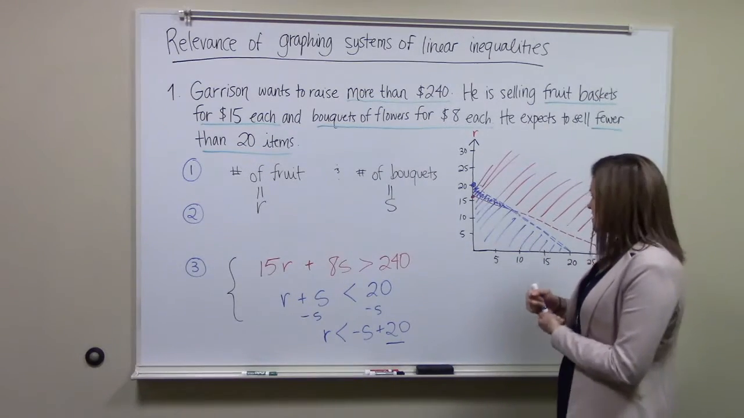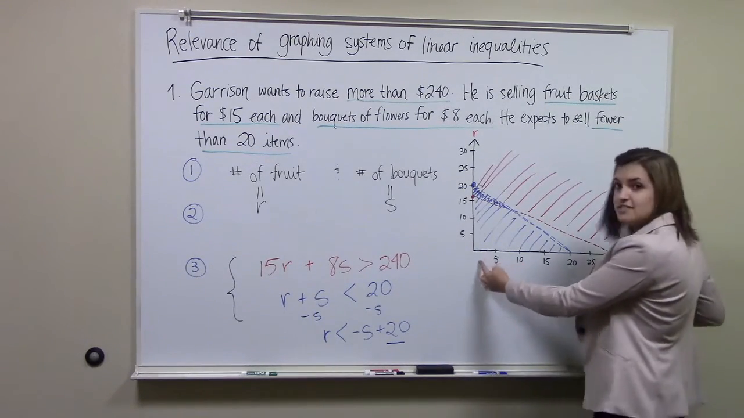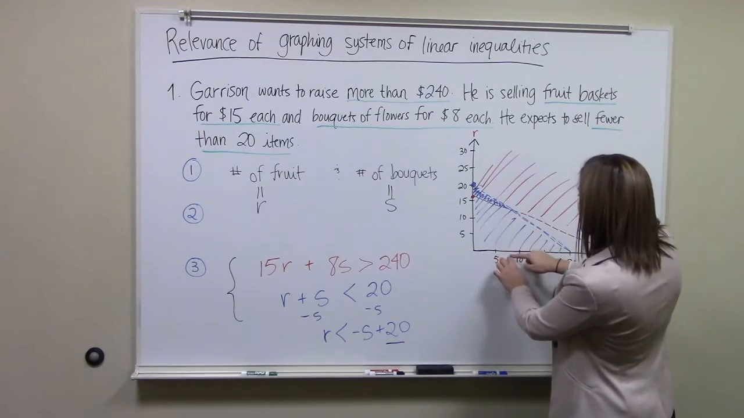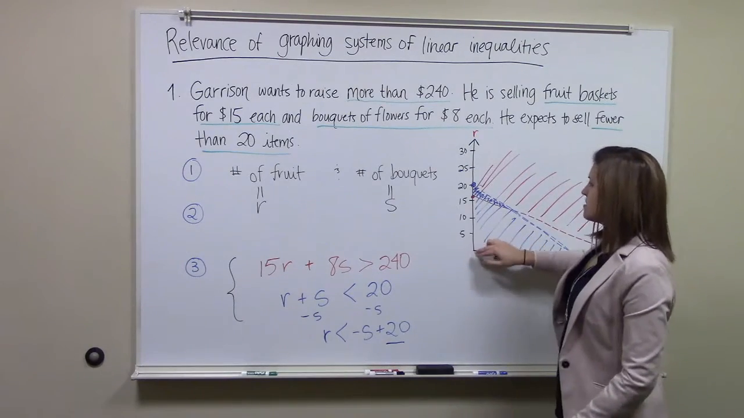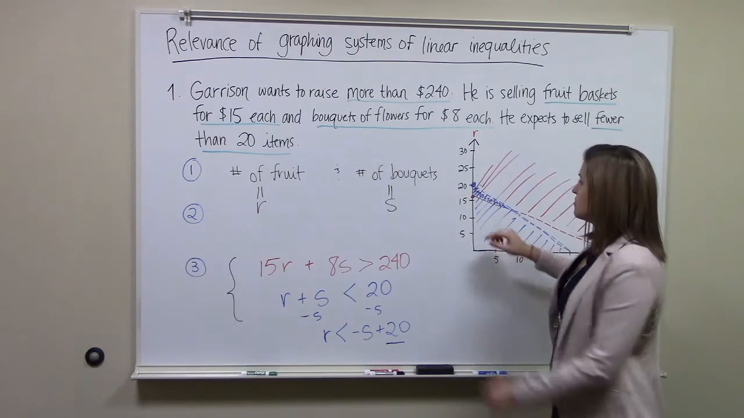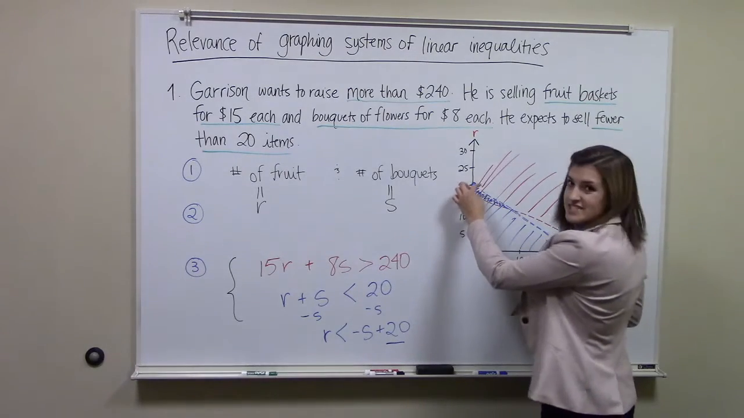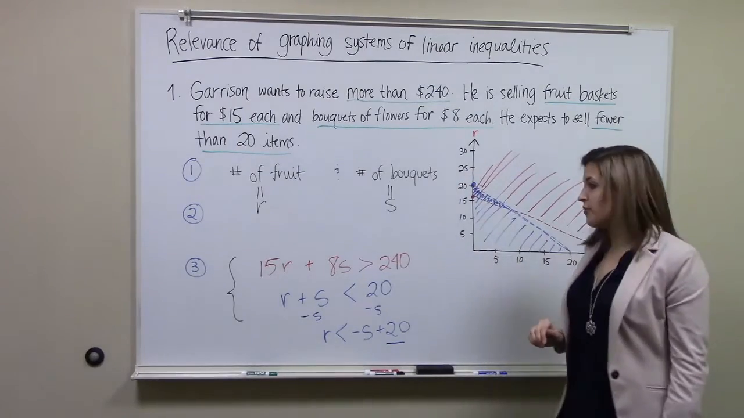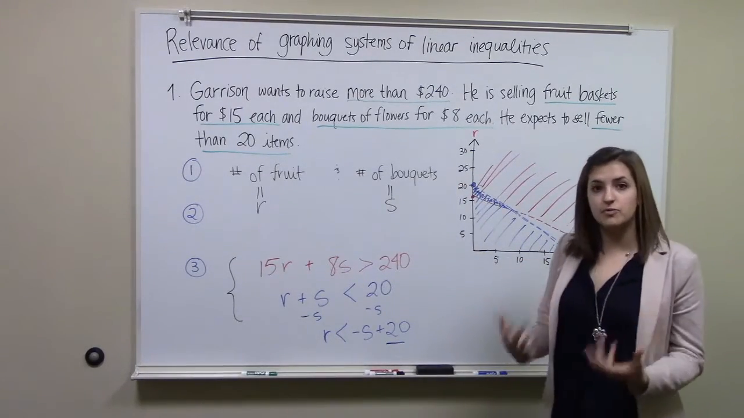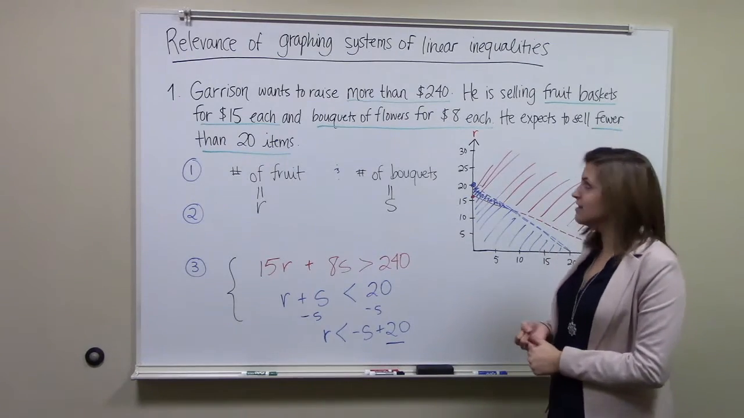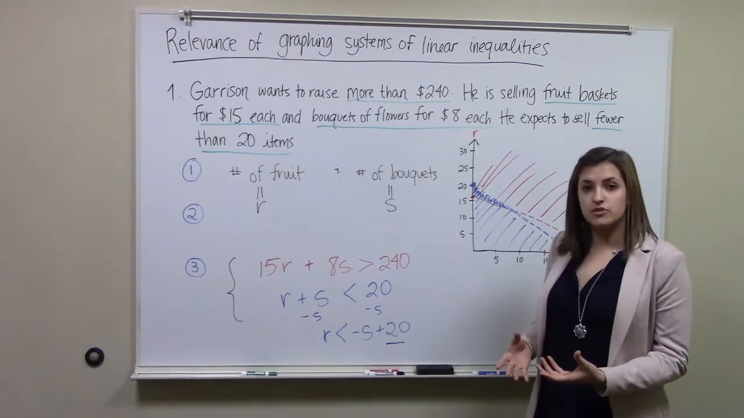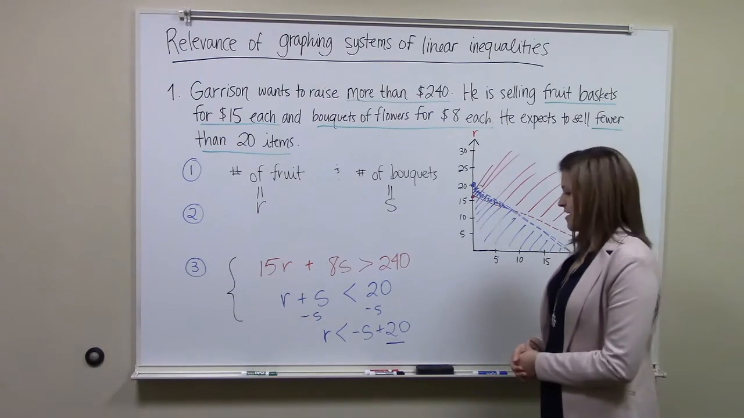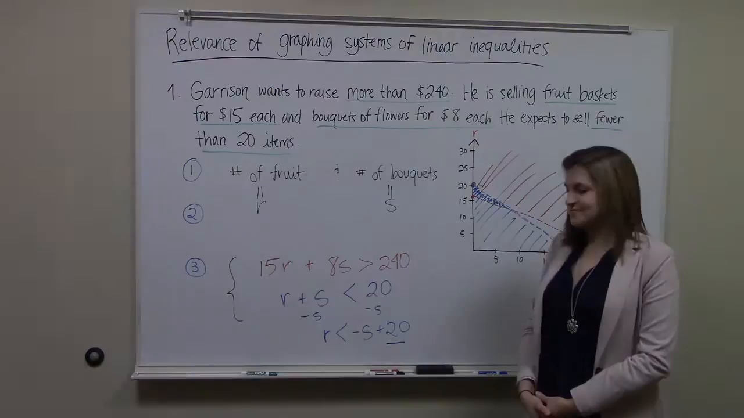Now, what does this actually mean? Well, this means that the number of bouquets of flowers that fall in this little window, so up to about, let's see, probably about 7 or 8, and all of the baskets of fruit that are right in between these two, so about 16 and 20, those are the solution sets for my inequalities. So that's how many fruit baskets and bouquets of flowers Garrison can sell so that he earns more than $240 to the fundraiser, but also sells fewer than 20 items overall. All right, let's move on to the second example.